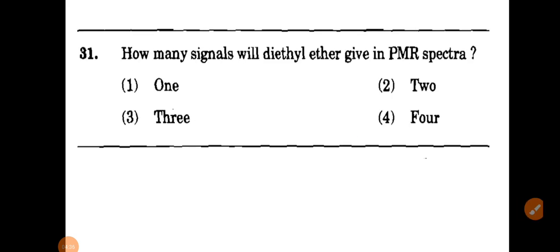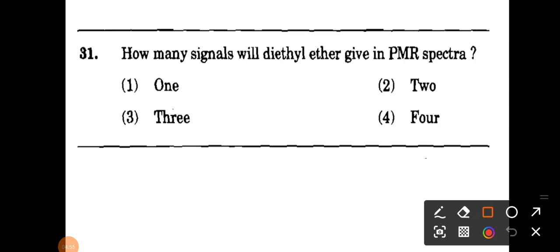The next one: how many signals will diethyl ether give in PMR spectra? What is PMR? That is proton NMR. The options are 1, 2, 3 and 4. What is the answer here? The answer is 2. There are two proton NMR signals shown by diethyl ether.